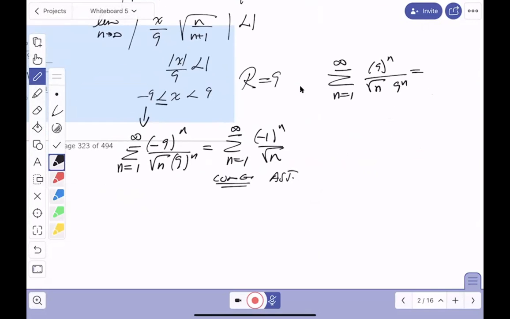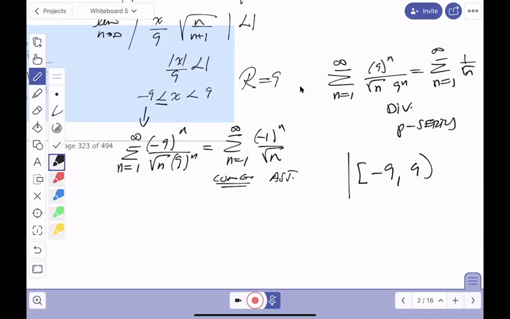And what does this give us? It gives us over here, and that's 1 over root n. This is the divergent P series. So we found it. And what's going to be our interval of convergence? It's going to be from minus 9 up to 9, not inclusive.